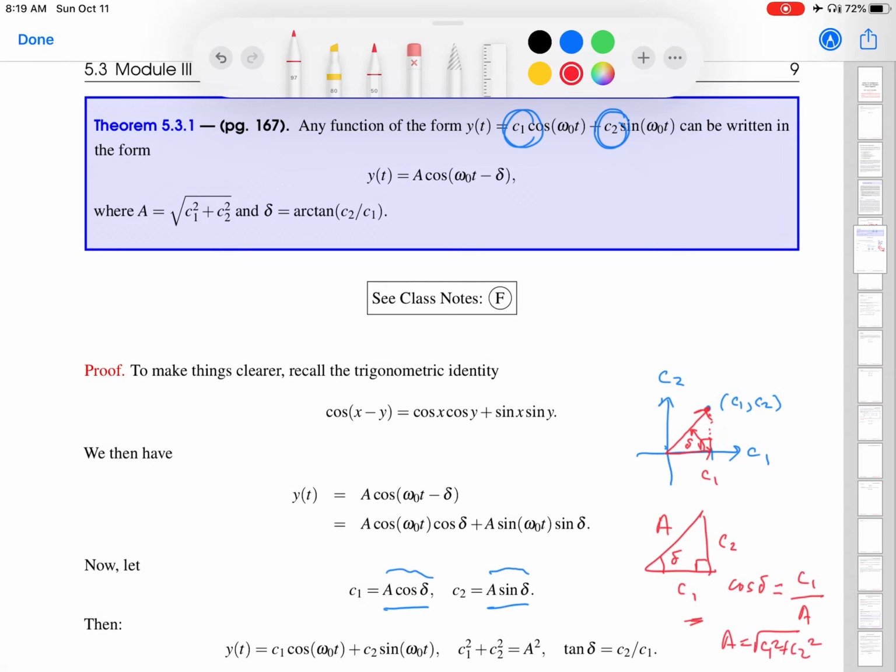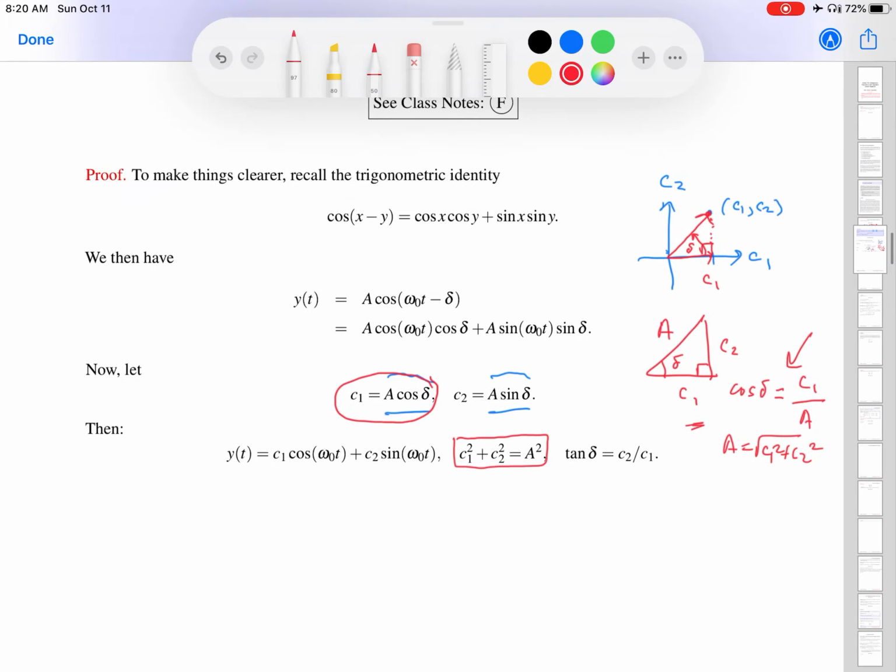Right? So if I solve this equation for C1, I get exactly this. C1 equals A cosine of delta, where A is the square root of C1 squared plus C2 squared. Okay? And then if I go back up here and do the same thing, but look at the triangle with the sine of delta instead of cosine, sine of delta is the opposite side over the hypotenuse. Then I solve this for C2, and that gives me this equation. And again, A is the square root of C1 squared plus C2 squared, which I have there.